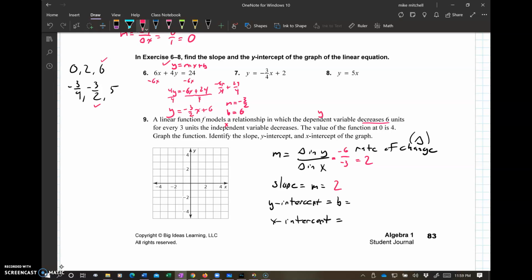The value of the function at 0. Well, the function at 0, that would be the coordinates. When x is 0, that makes it the y-intercept. So my y-intercept is 4.